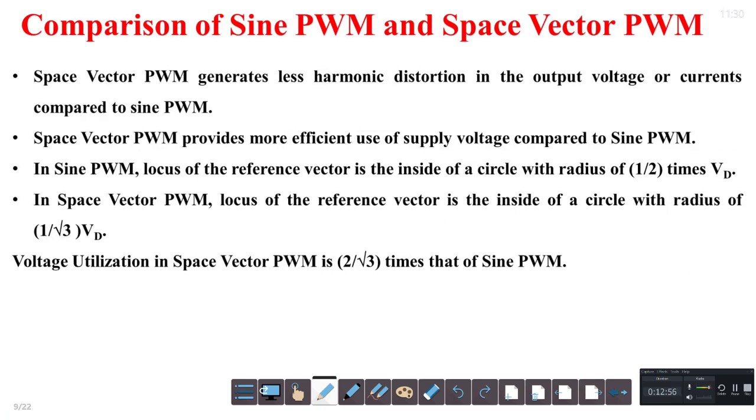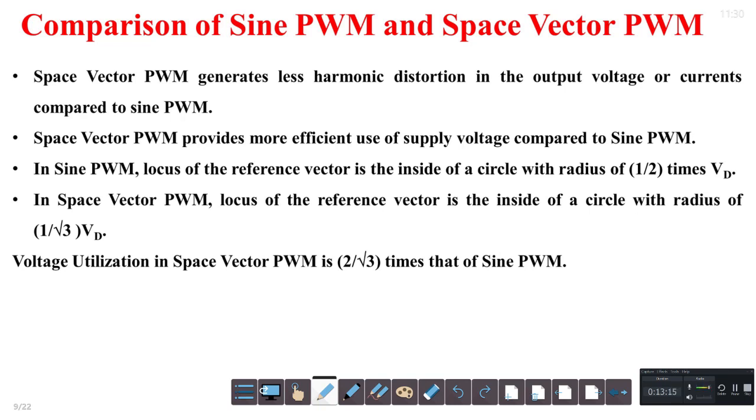So, comparison of sine PWM and space vector PWM. Space vector PWM generates less harmonic distortion in the output voltages or currents compared to sine PWM. It is established from the results. Space vector PWM provides more efficient use of supply voltage compared to sine PWM.